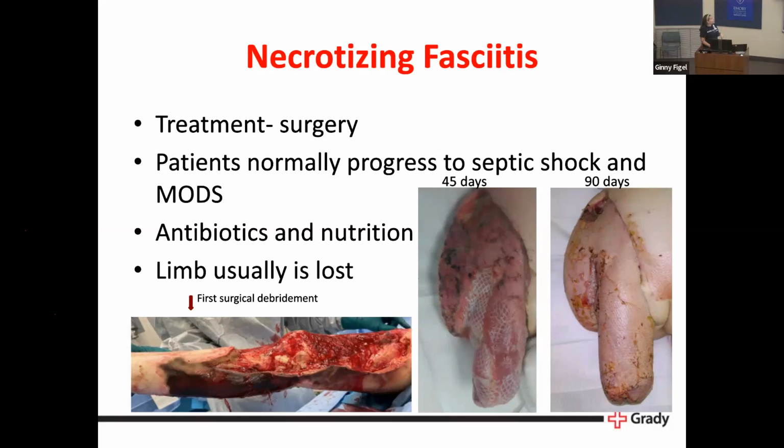Most patients are going to progress to septic shock or MODS. Biggest things are giving them antibiotics once you've got the cultures back as to exactly what organism has caused this. Good nutrition, and then usually if it is actually necrotizing fasciitis, the limb is going to be lost, as you can see here. So first surgical debridement, that's what her stump looked like at 45 days out, and then on the right there at 90 days.